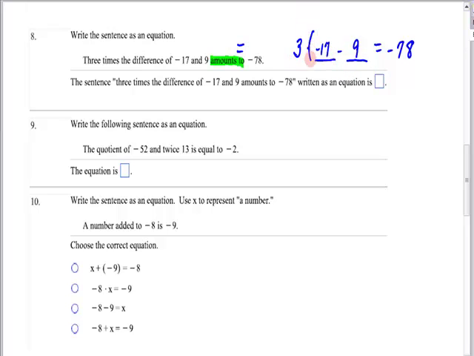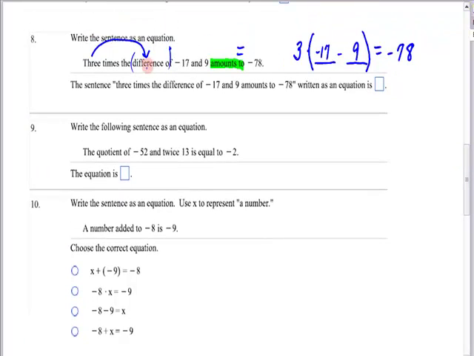So I would have to put the difference in parentheses. And this is something you're really going to want to tune into. Anytime you have a number times a difference, then that difference is going to have parentheses around it. Okay, we'll see that over and over. Same thing is true if it said the word sum.